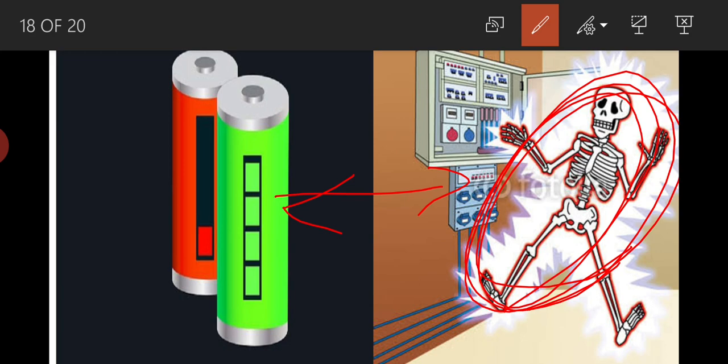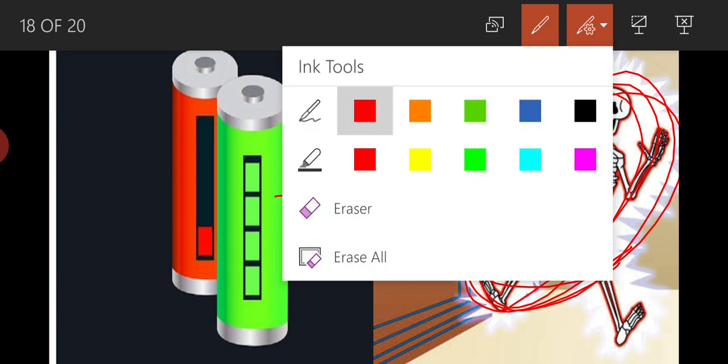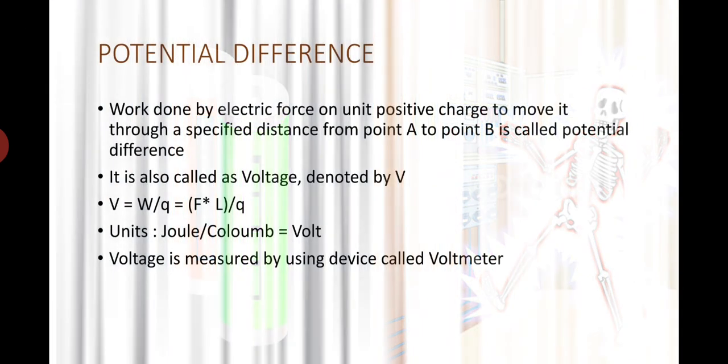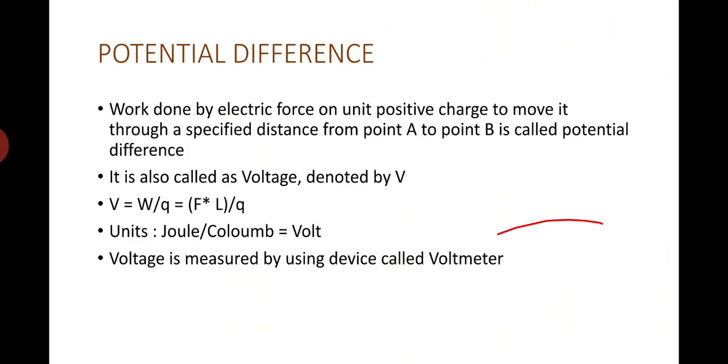It means here the potential difference is the driving force that makes the electrons move. In the first case, since the potential difference is very small, the electrons present in our body are not moving, hence we do not get any shock. Whereas in the second case, since the potential difference is very high, the electrons present in our body move and current passes through our body and we get a shock. Remember that potential difference is the driving force which moves the electrons.